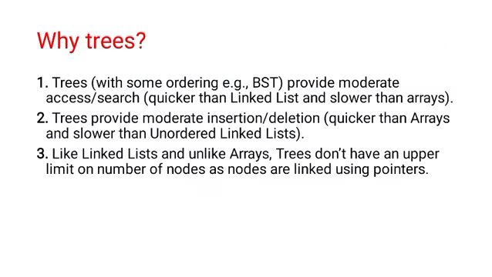Next, why trees? Why do we have to go for trees? A tree provides some ordering. For example, a BST, binary search tree, provides moderate access or search, quicker than a linked list and slower than arrays. Trees provide moderate insertion and deletion, quicker than arrays and slower than an unordered linked list. Like linked lists and unlike arrays, trees do not have an upper limit on the number of nodes, as nodes are linked using pointers. In order to avoid wastage of memory and to use memory efficiently, we go for trees. It is a non-linear data structure.